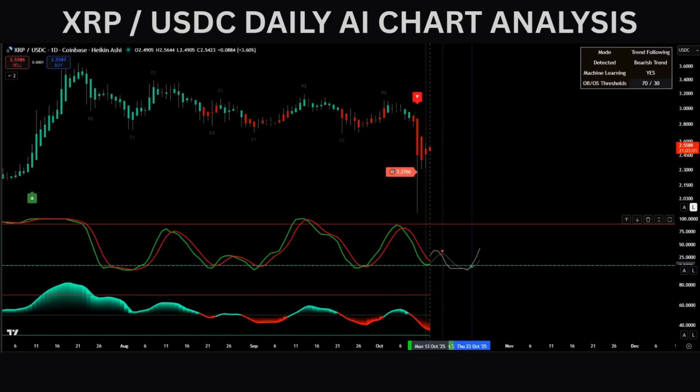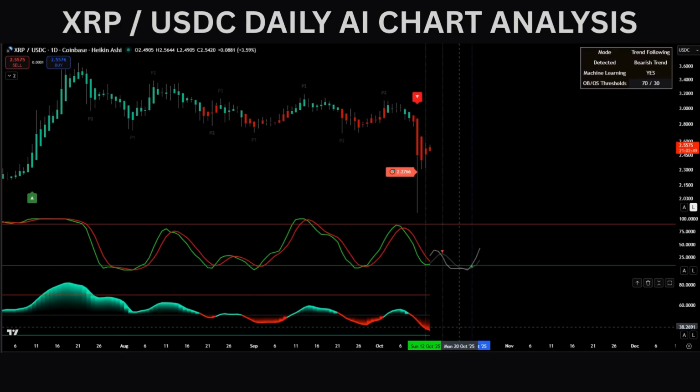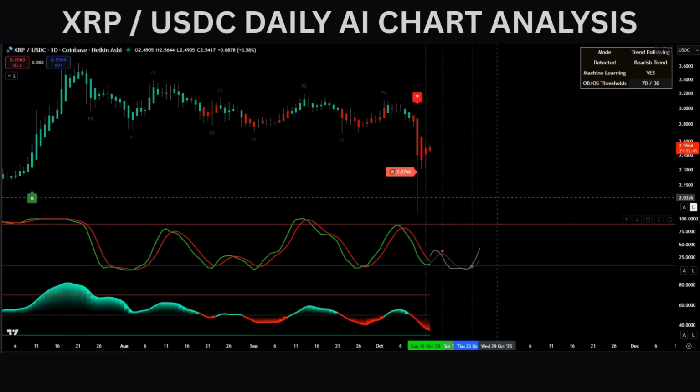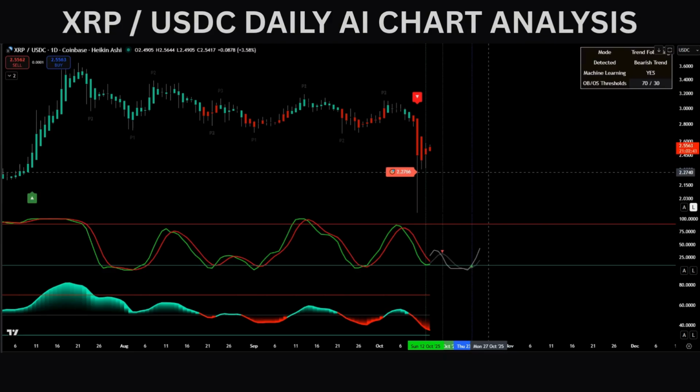If we see confirmation from the stochastic RSI turning back up and the Machine Learning RSI flipping from red to aqua green, XRP could retest the 2.65 to 2.80 resistance range in the next few sessions. However, if the price loses the 2.20 support area, that could invalidate the bullish projection and extend the correction further.